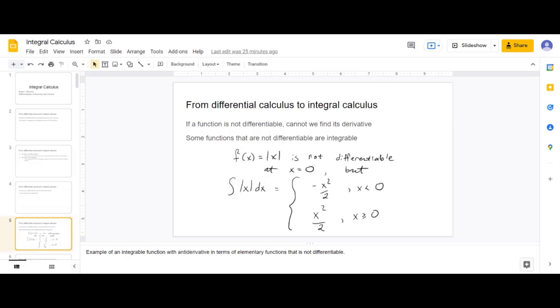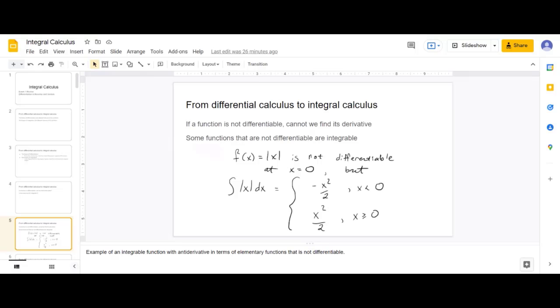Hold your excitement. So if this is kind of like nullifying the hypothesis, the if: if a function is not differentiable, we cannot find its derivative at that point of non-differentiability. Some functions that are not differentiable are integrable. Integration has a lot lower standard for what it allows to be integrable. I'll go on to the next slide.